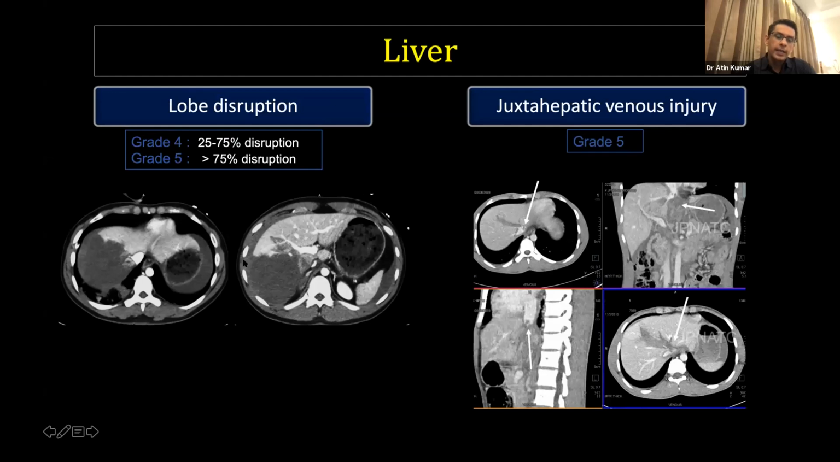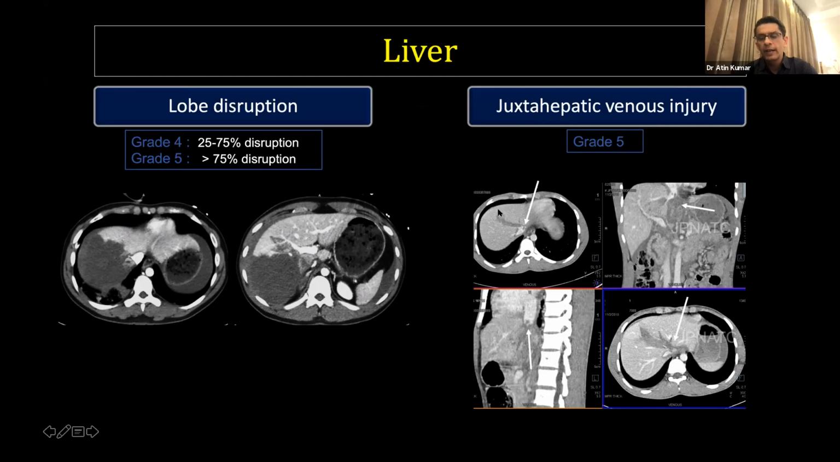If there is lobar disruption, again, depending upon the extent of lobar disruption, they are classified as grade 4 or grade 5. If it is less than 75%, grade 4, more than 75%, grade 5. In this case, it is almost a grade 5 injury because there is more than 75% disruption of the liver parenchyma. A special scenario in the liver is what is known as a juxtahepatic venous injury.